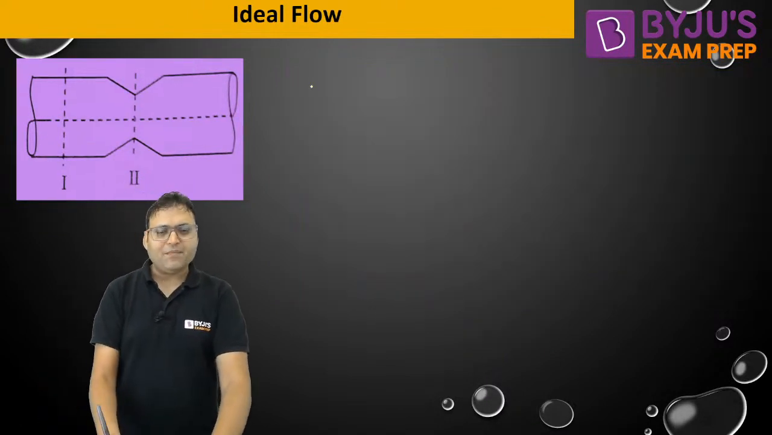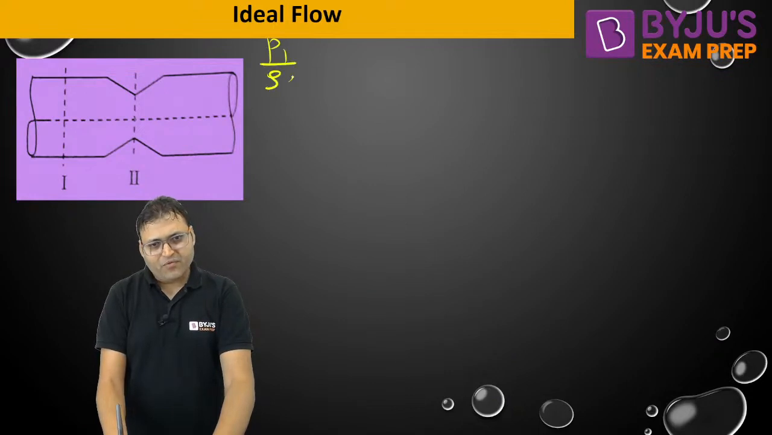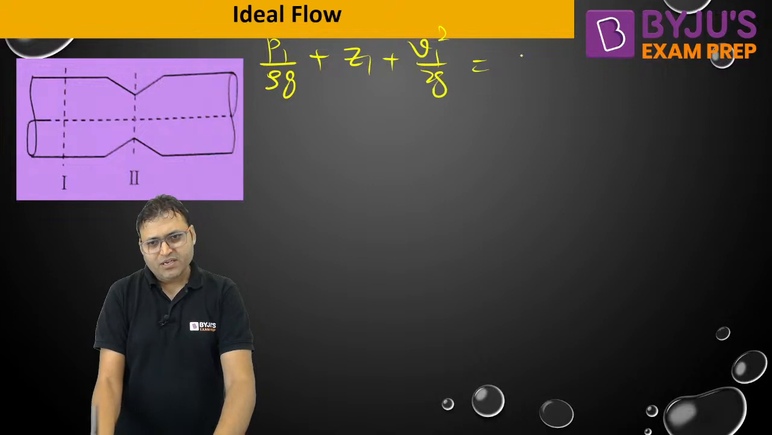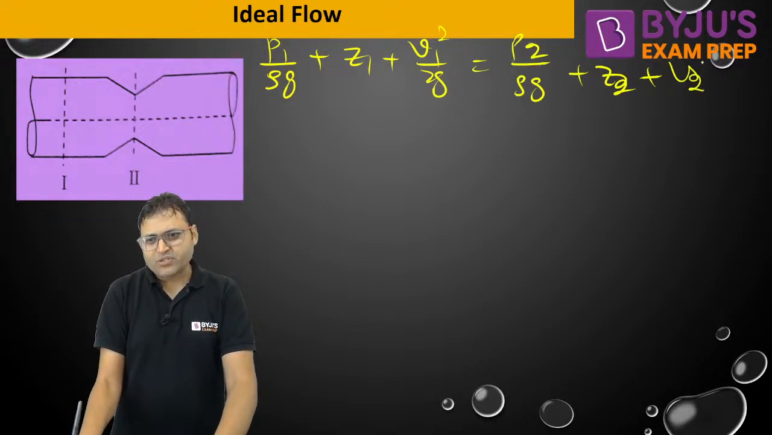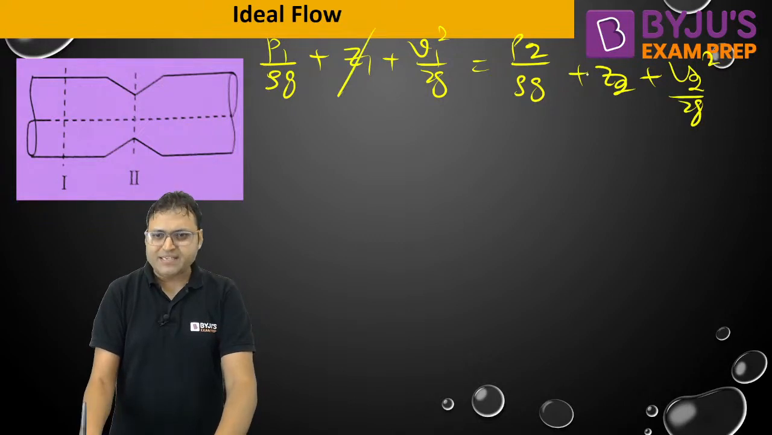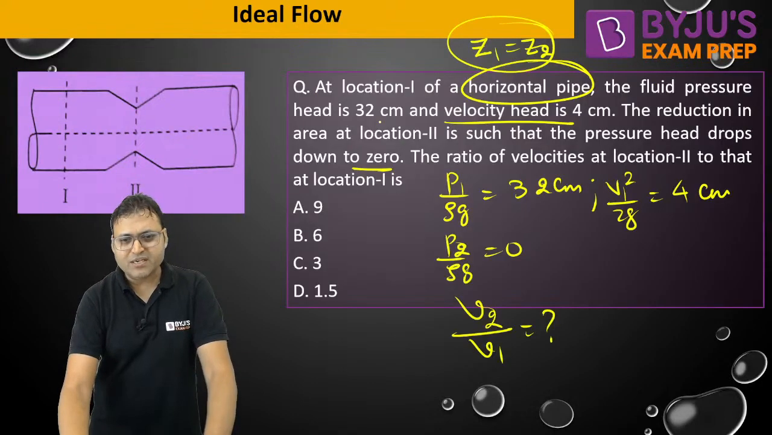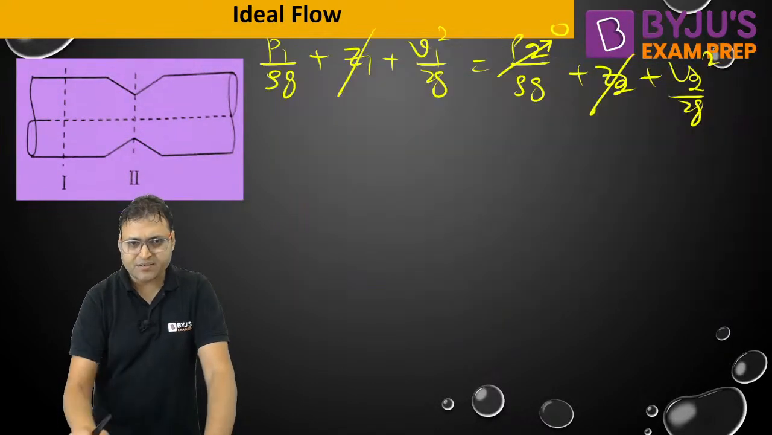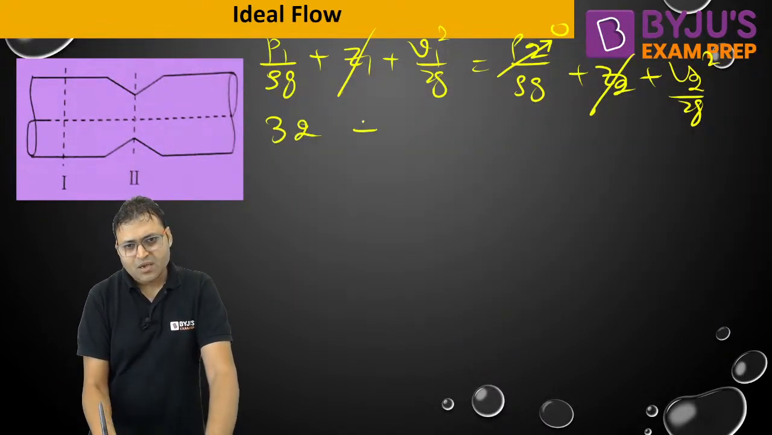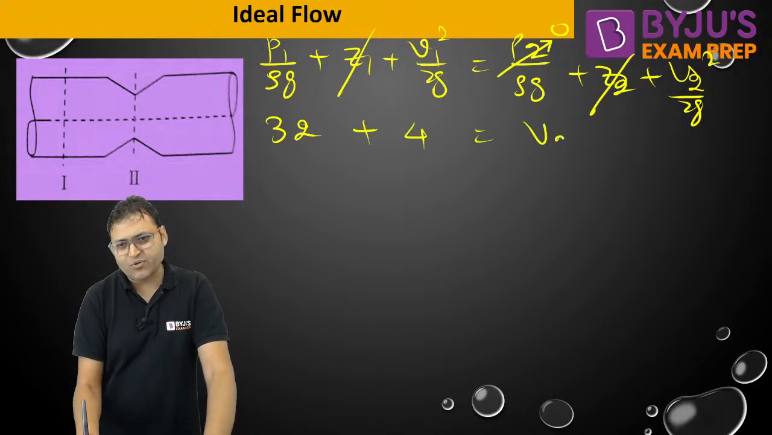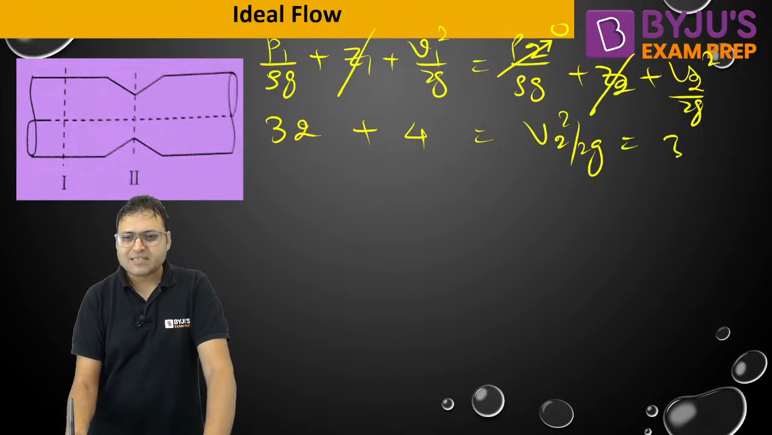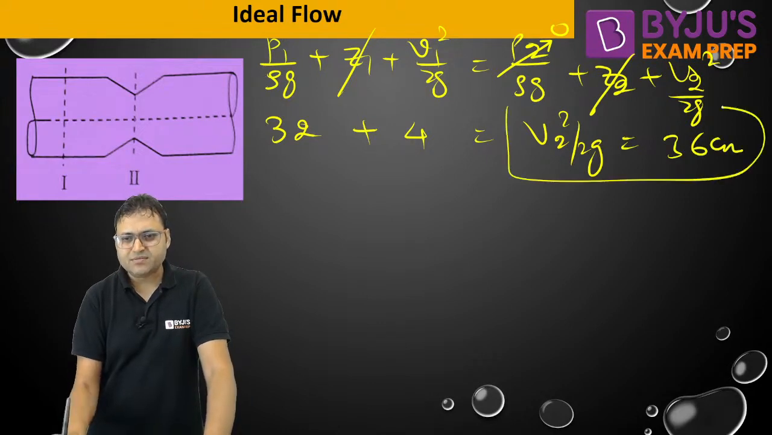So if we write the Bernoulli equation, P1 by rho g plus Z1 plus V1 square by 2g is equal to P2 by rho g plus Z2 plus V2 square by 2g. Z1 is equal to Z2, P2 is 0. What is P1 by rho g? P1 by rho g is 32 centimeter plus this 4 centimeter is equal to V2 square by 2g. So V2 square by 2g becomes 36 centimeter.